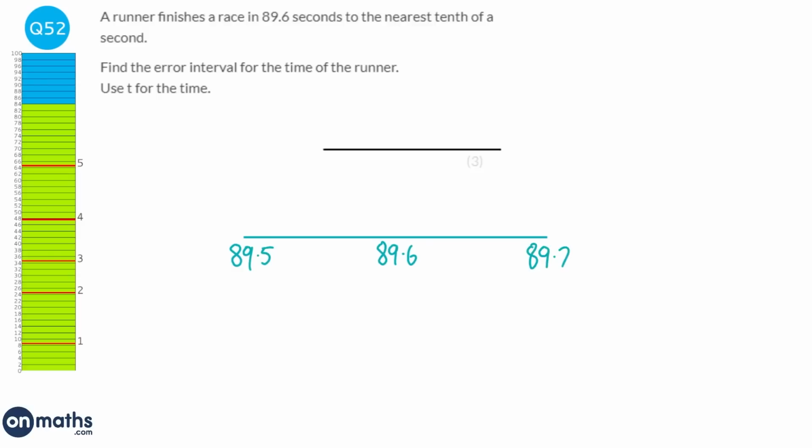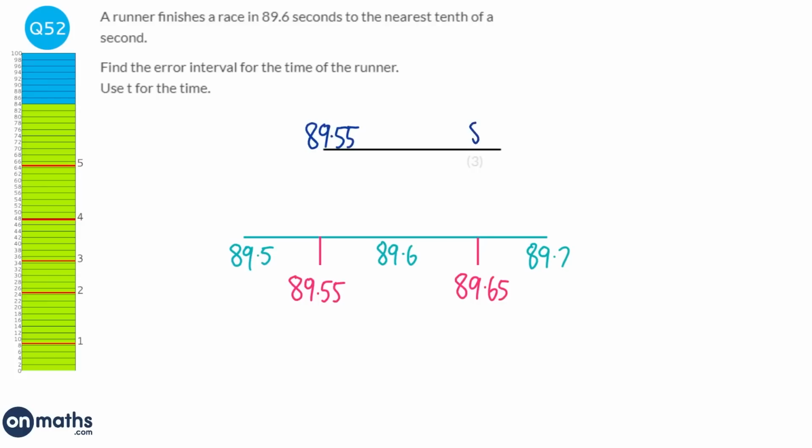Now the bounds, the upper and lower bound, the maximum and minimum number it could be before rounding, are going to be at the halfway points. So here and here. And so all we need to do is work out what those numbers are. So halfway between 89.5 and 89.6 is 89.55. And halfway between 89.6 and 89.7 is 89.65.